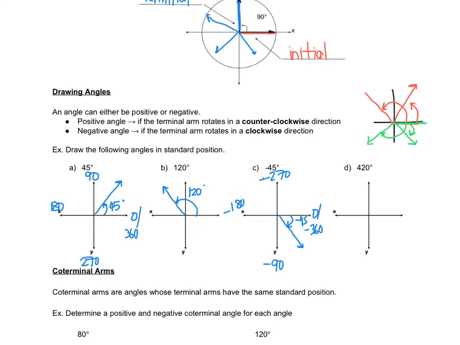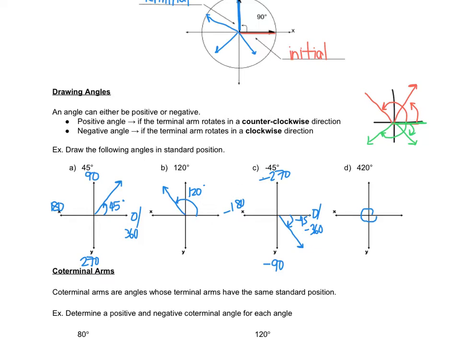And now let's try an angle that is greater than a full rotation, and that is 420. And it is positive, so I am going to go counterclockwise. And now here's 90, here's 180, 270, 360. If I add on another 90 degrees to 360, I get 450. So I know I'm not going to go all the way to that vertical y-axis that is positive.